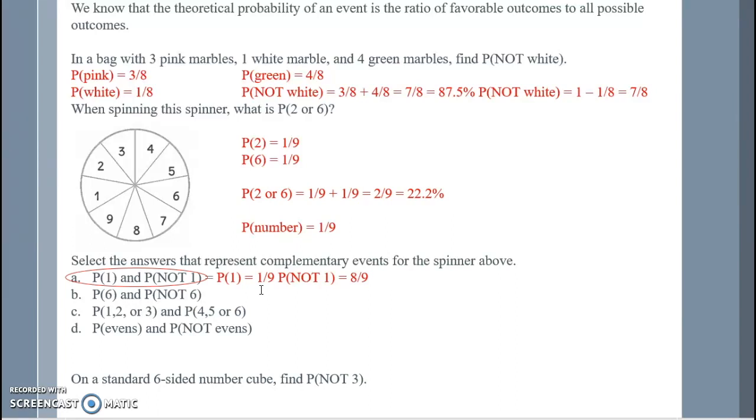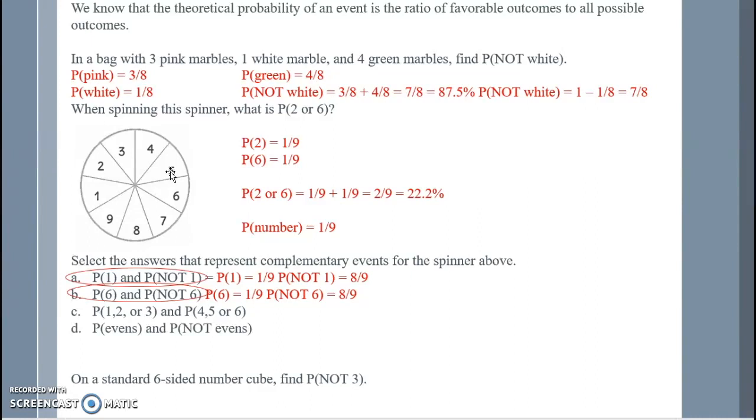The probability of getting a 6 and the probability of not getting a 6. So the probability of getting a 6 is 1 out of 9. The probability of not getting a 6 is 1, 2, 3, 4, 5, 6, 7, 8/9. Since 1/9 and 8/9 gives me 100%, these two are complementary events.